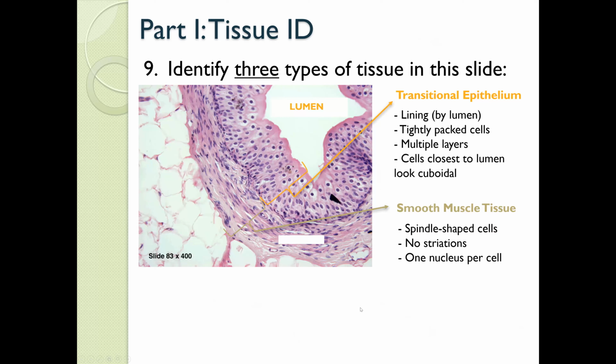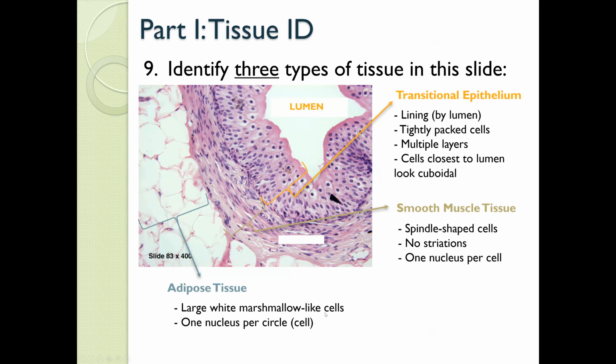And then finally, over here on the left side, I can see adipose tissue. This looks like large white marshmallow-like cells, and I can see one nucleus per circle. For example, there is a nucleus there, there's a nucleus, there's a nucleus. So that tells me that these are single cells, and because they look like marshmallows, they must be adipocytes. So this is adipose tissue.